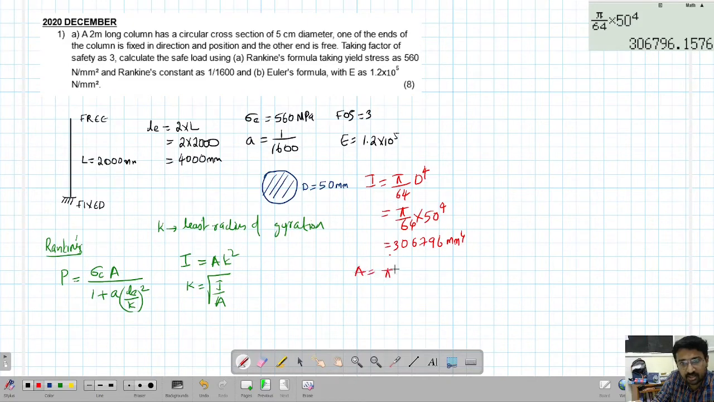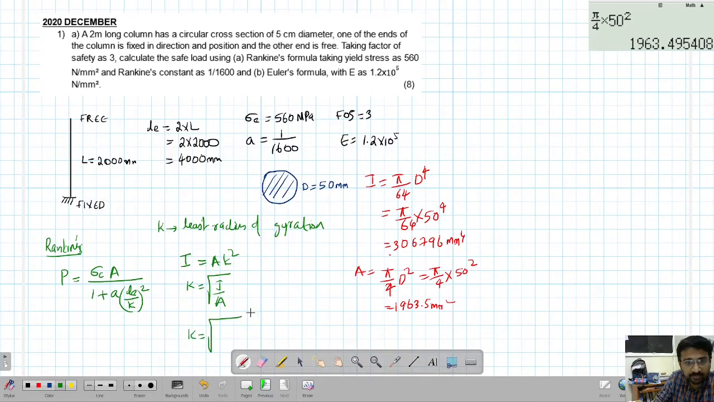Area is pi by 4 into d square. So this is pi by 4 into 50 square, which is nothing but 1963.5 mm square. Now we can calculate k. K equal to under root I by A. So I is what?